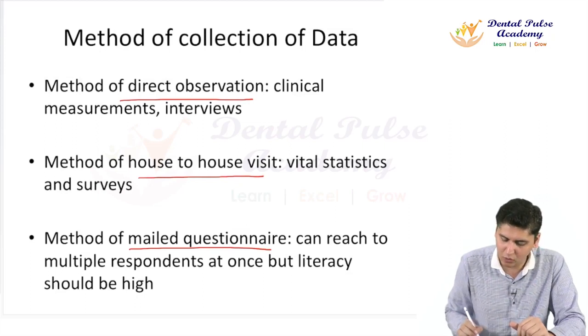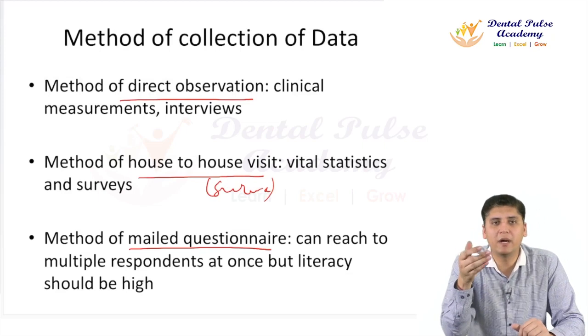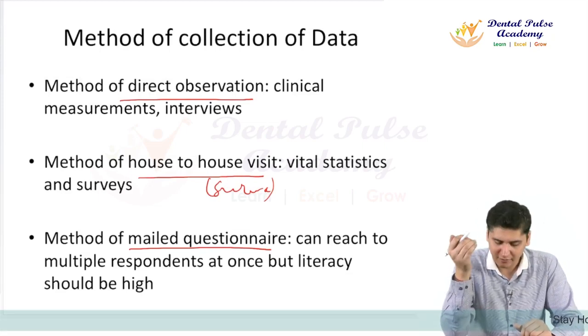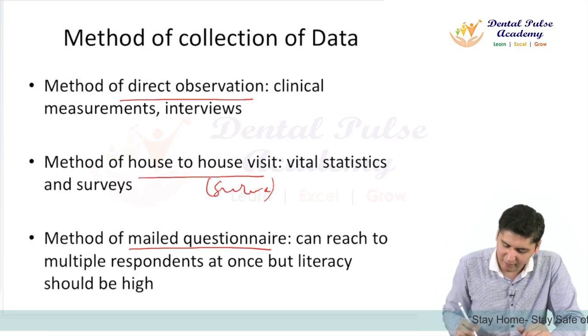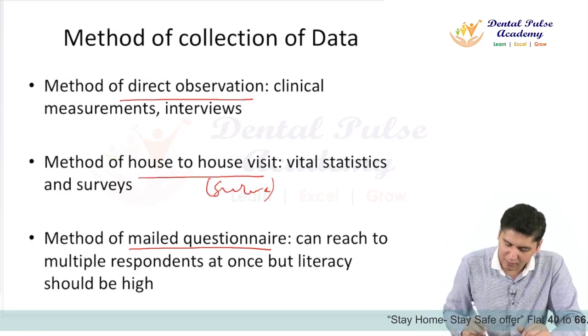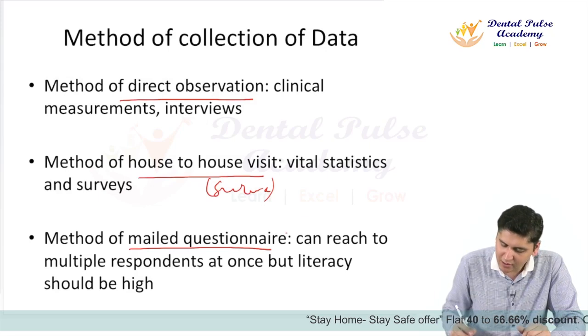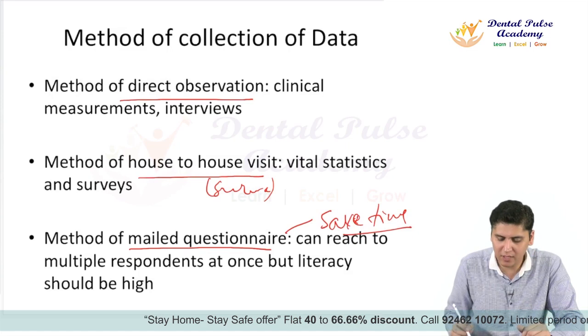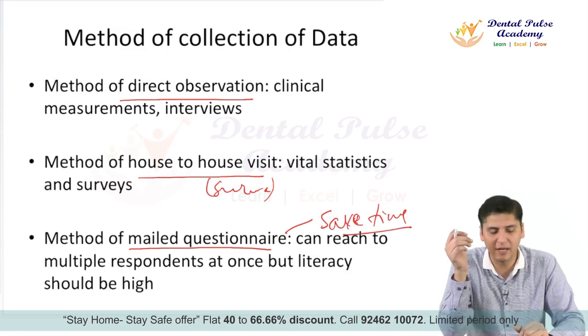Second is the method of house-to-house visit, also called surveys. It is the most common method employed by the Government of India during census. We record vital statistics and surveys through this. In the method of mailed questionnaire, it can reach multiple respondents at once. The major advantage is that we can save time, but the disadvantage is that it has to be given to persons whose literacy is very high.